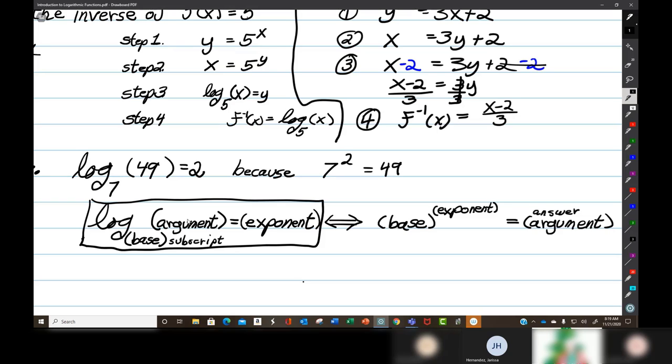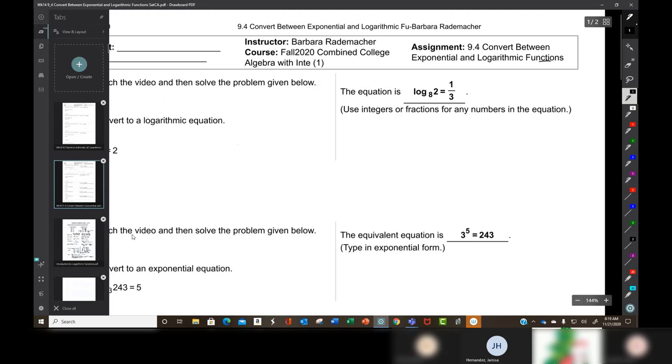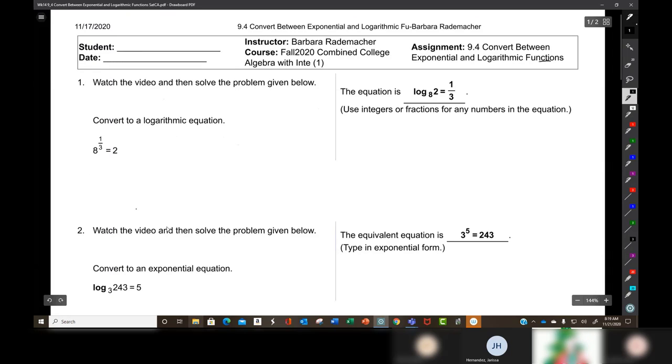Now, I know that sounds like gobbledygook, but we're going to do 17 problems that will cement this into your psyche. And we're going to do it right now. When we're done here, we'll take a break, and then we're going to look at the arithmetic of logarithms. Okay, now. Here we are. Watch the video. All of these have videos. I erased them. We're going to actually do the problems from scratch.